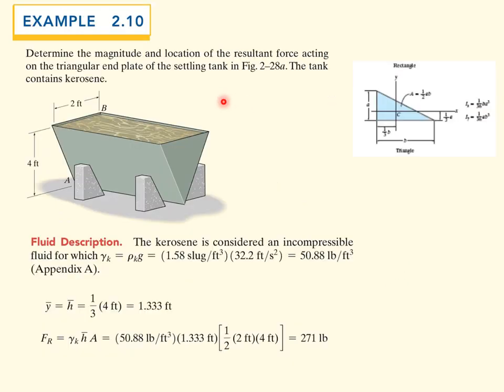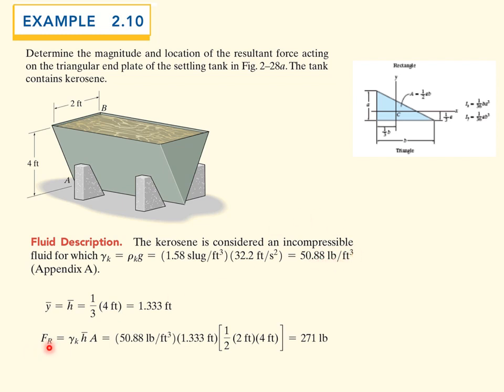So for the final example, let's take a look at example 2.10. We want to determine the magnitude and location of the resultant force acting on this triangular end of the settling tank. The tank contains kerosene. So we can look in appendix A, we can find the density for kerosene is 1.58 slugs per cubic feet, multiplied by G. Remember, G in the English system is 32.2 feet per second squared. We get the gamma is 50.88 pounds per cubic feet.